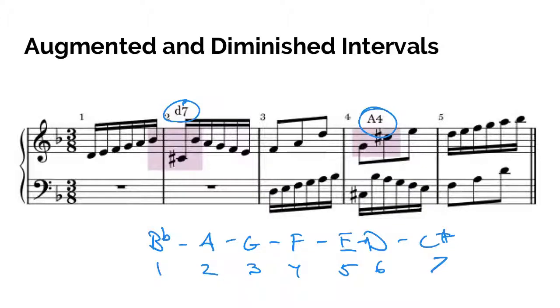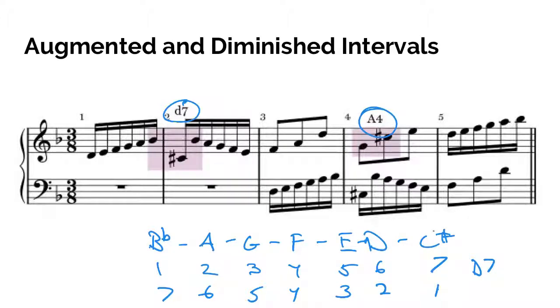But if you think about it, you kind of have to think about it backwards. So if we went from C sharp here, 1, 2, 3, 4, 5, 6, 7, from C sharp to B flat, that is an interval of a diminished seventh. Because remember, C sharp to C sharp would have been an octave.